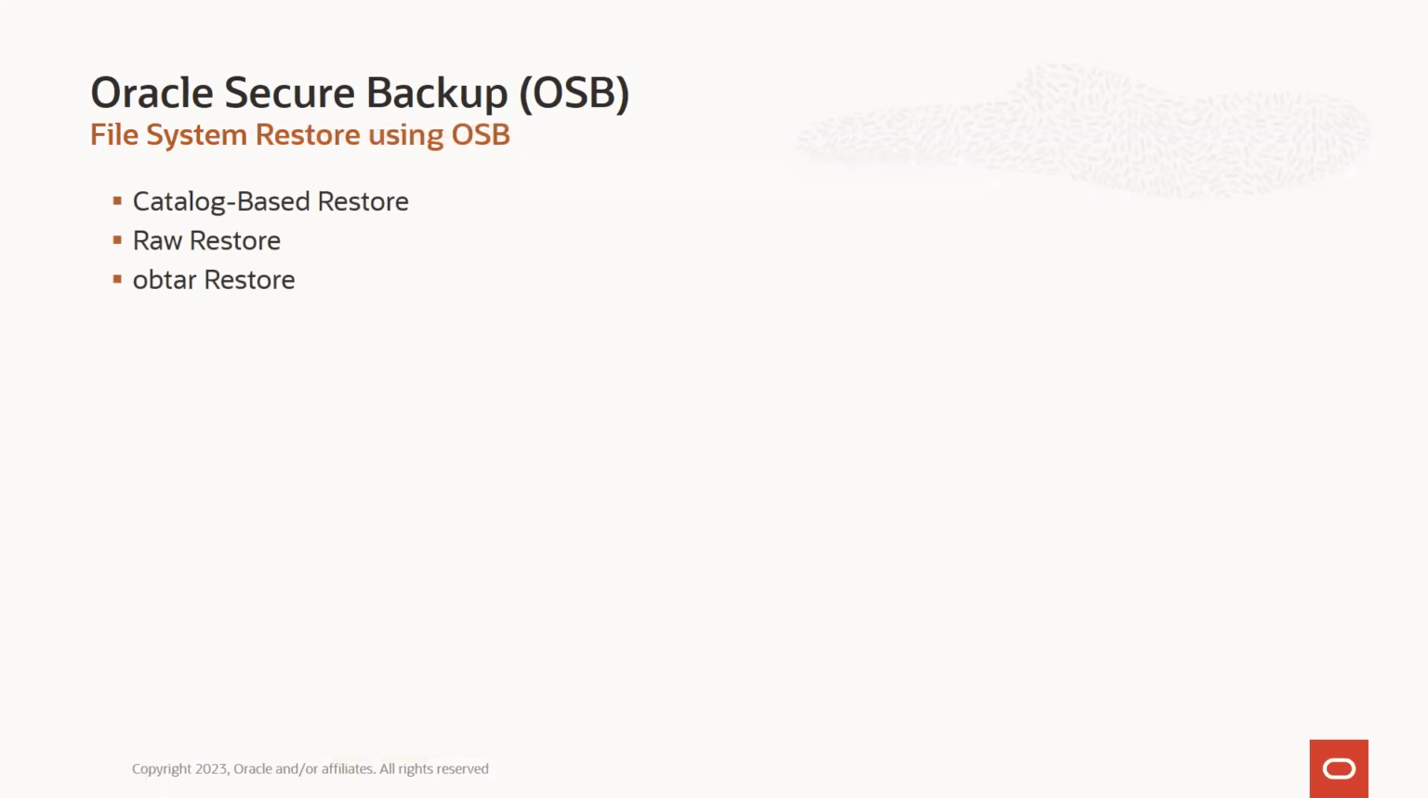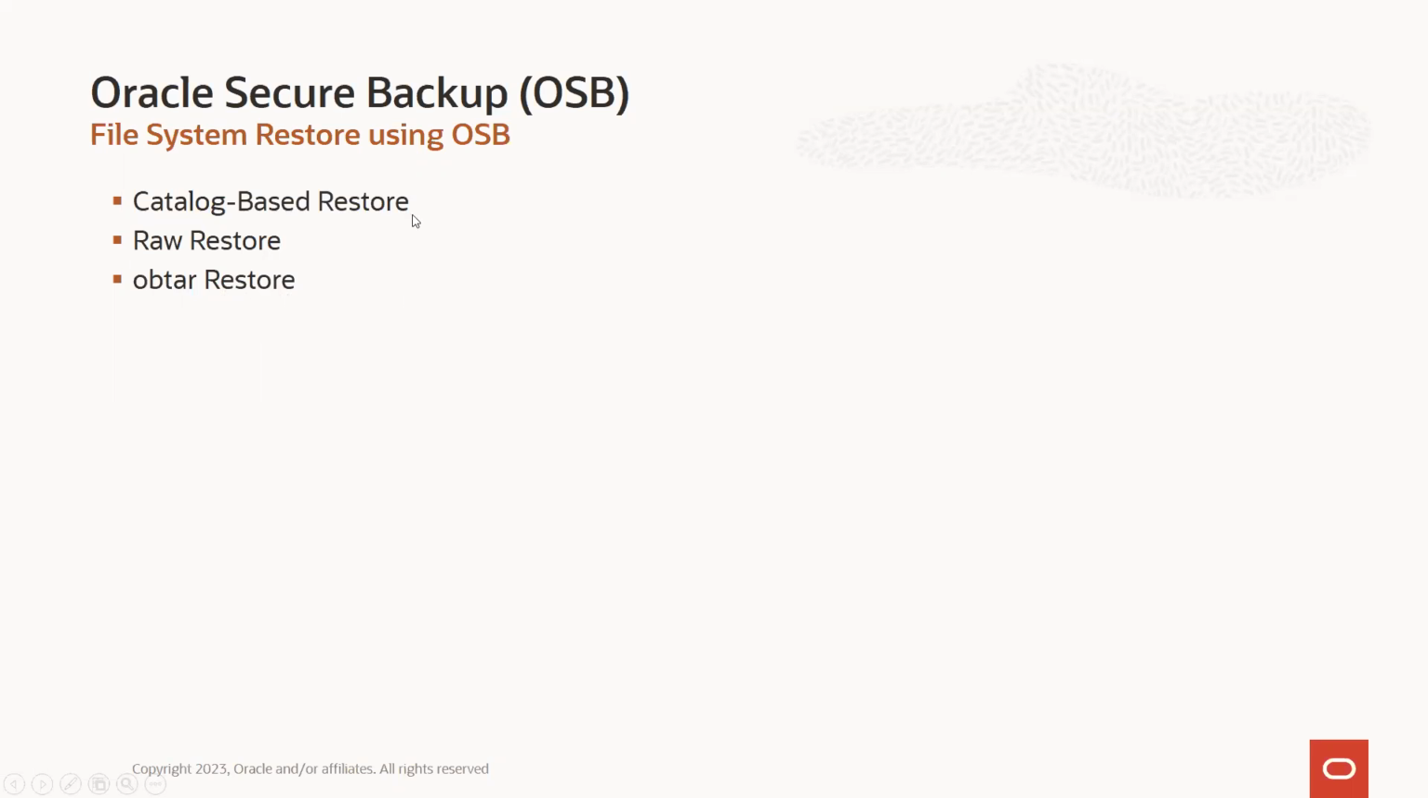In OSB, there are three methods for restoring the file system backup. Namely, they are the catalog-based restore, the raw restore, and the obiter restore. For catalog-based restore, the information about the tape volume ID and the file number are automatically obtained from the OSB catalog metadata. This is the common method to restore from the file system backup. For raw restore, you need to supply the tape volume ID and file number. Meanwhile, for the obiter restore, the restore is performed outside obtool by running the obiter executable file.